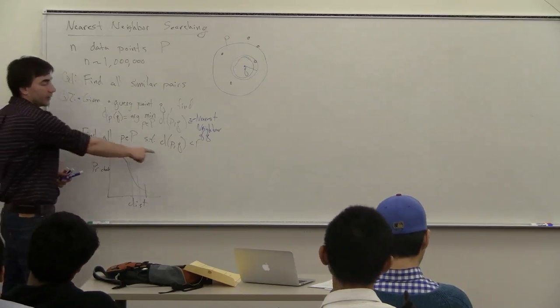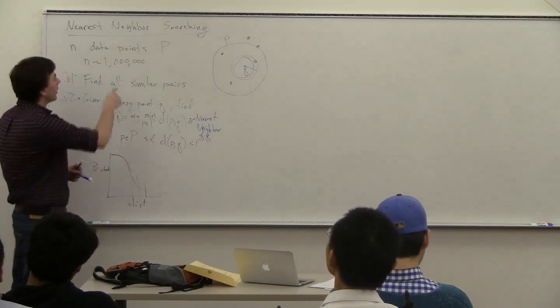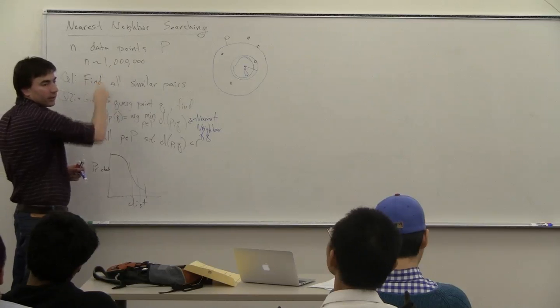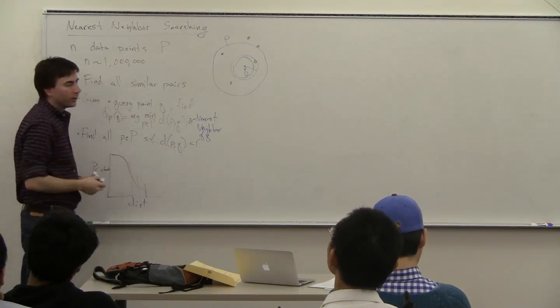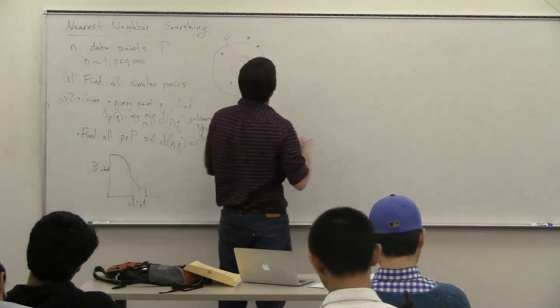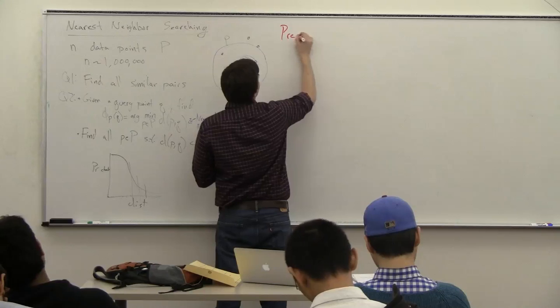So you hash Q, right, the query point. Okay, good. But how do we know which bin it's in? So we have to do something to all of these points, right? So the key here is pre-processing.